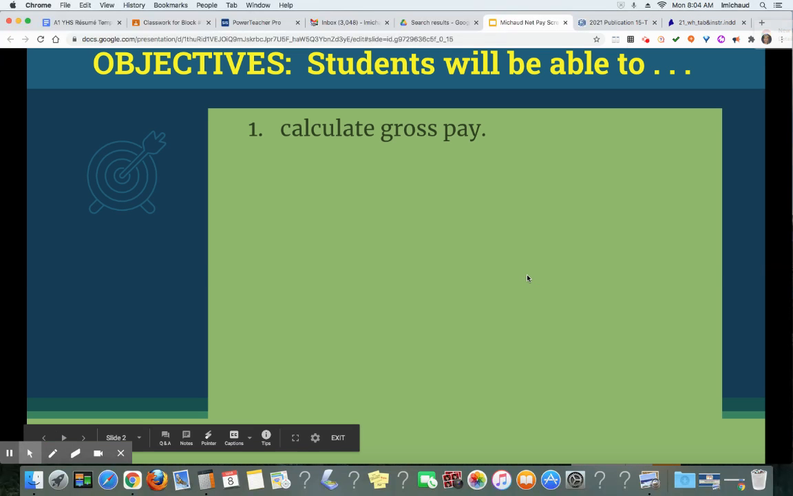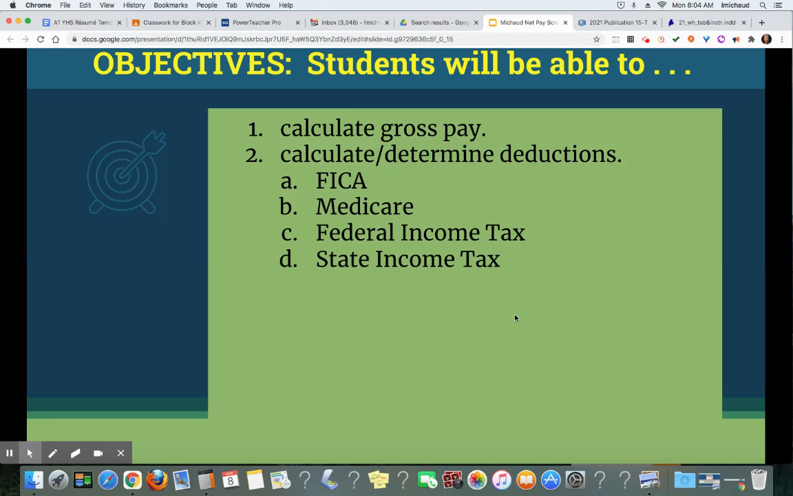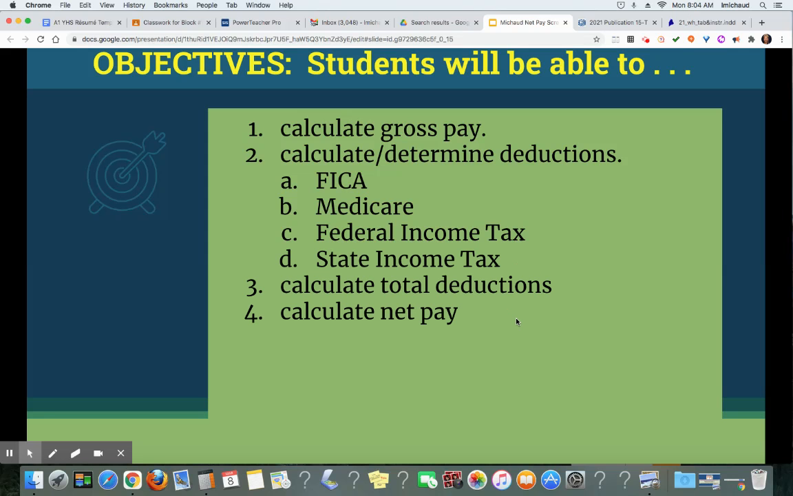Objectives. Students will be able to calculate gross pay, and calculate and determine deductions such as FICA, which is Social Security, Medicare, federal income tax, and state income tax. Students should be able to calculate total deductions and calculate net pay.